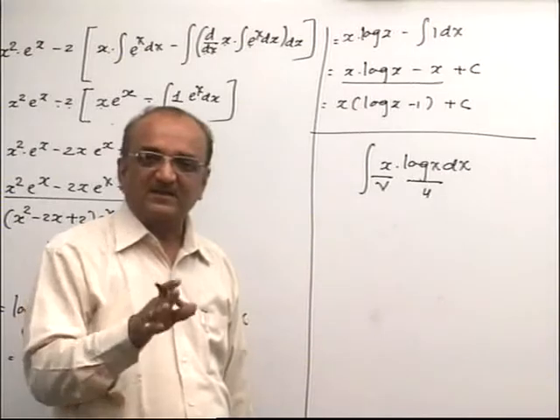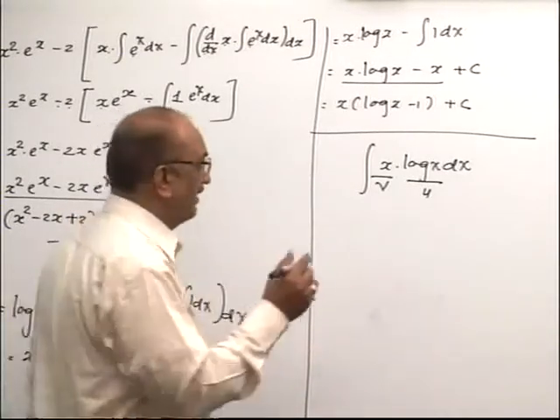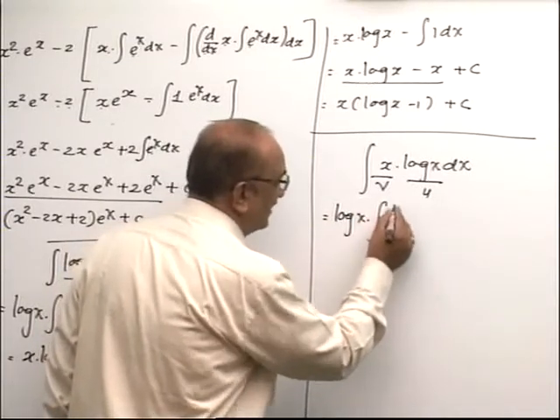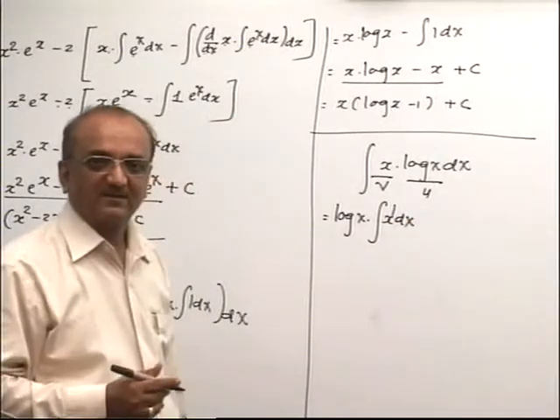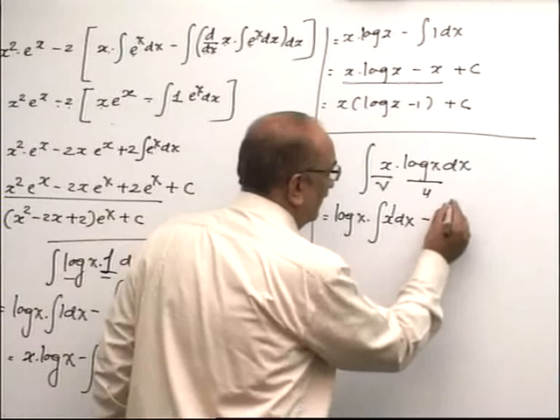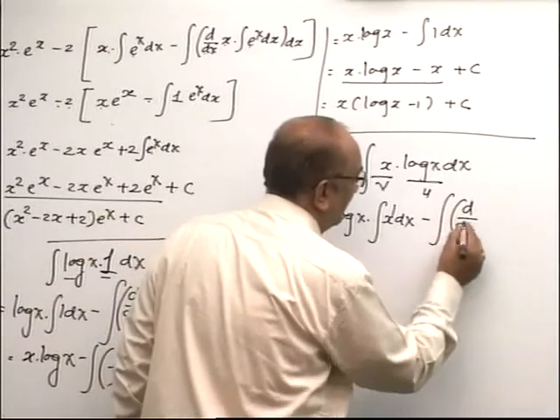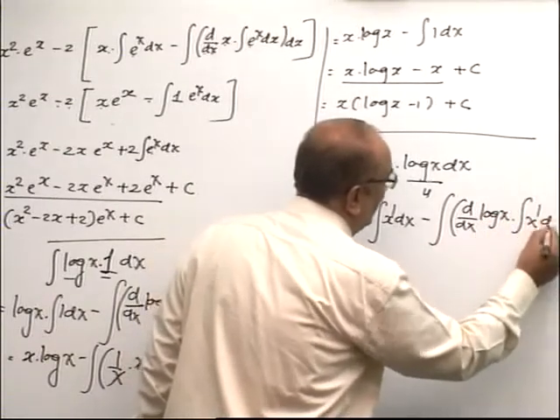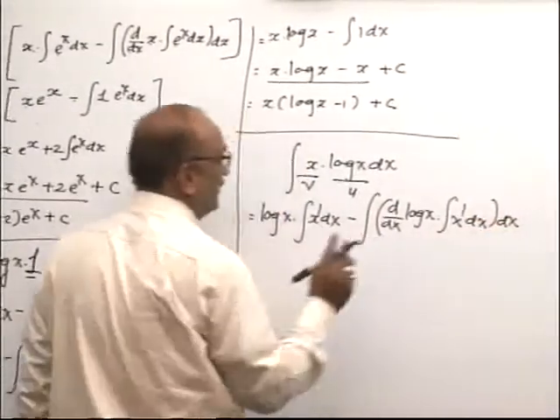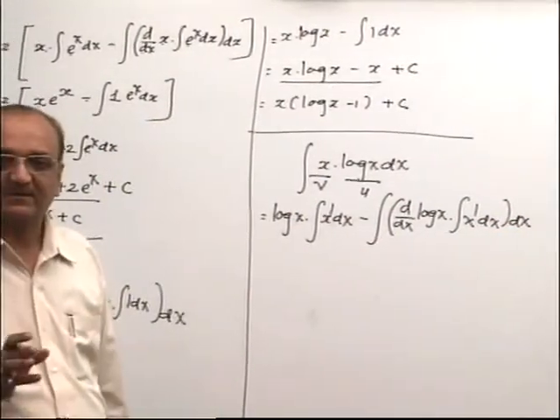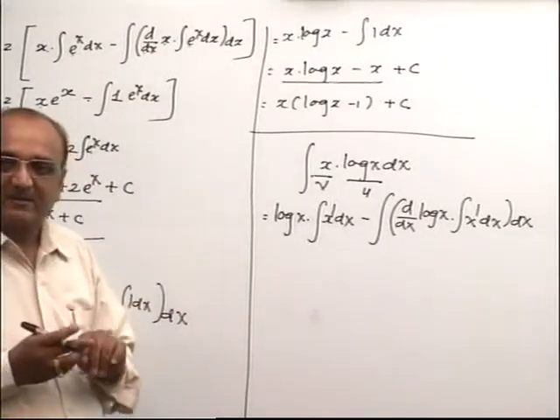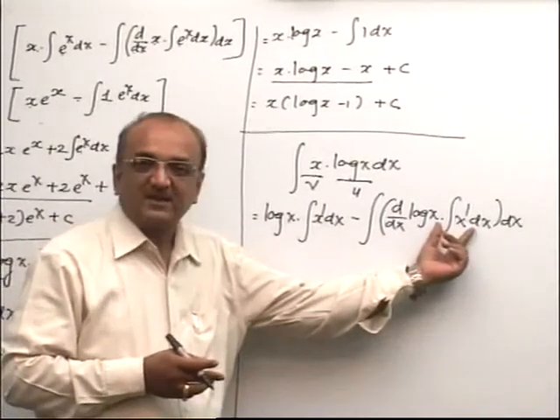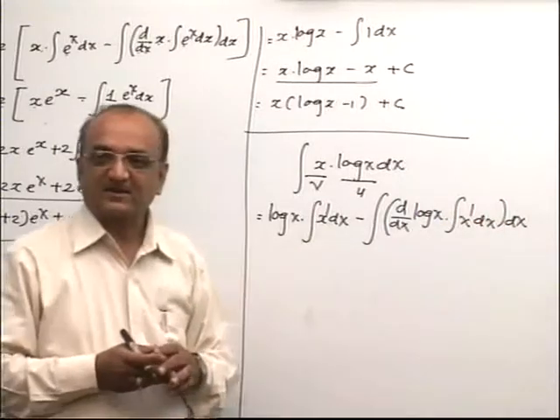Substitute this value in the integration by parts formula. Equal to log x as u into integration of x to the power 1 dx, minus integration of the bracket of d by dx of u, meaning derivative of log x, into integration of x to the power 1 dx, bracket over dx.